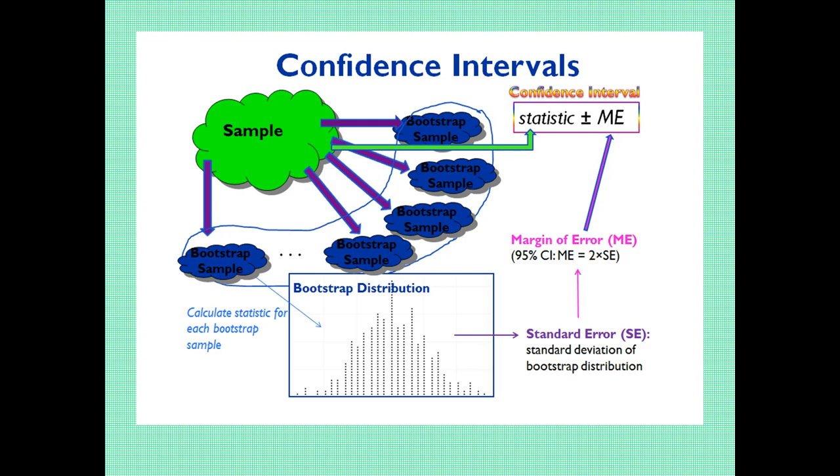From our original sample, we can generate a whole bunch of bootstrap samples of the same size with replacement. From there, we can get a bootstrap distribution. The standard deviation of that we can use as a point estimate for the standard error, and then we have a way to compute the margin of error, so therefore we have a way to get endpoints of the interval.